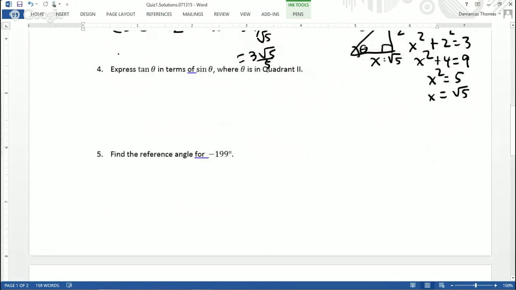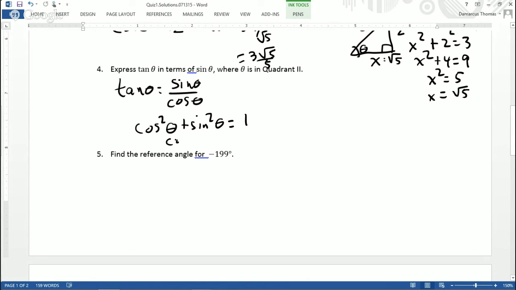Number 4, it says express tangent theta in terms of sine theta, where theta is in quadrant 2. So what we do know is that tangent theta is equal to sine theta over cosine theta. If we can change cosine theta in terms of sine, then we could write tangent in terms of sine. So what we need to utilize is the fact that cosine squared theta plus sine squared theta is equal to 1. So cosine squared theta is equal to 1 minus sine squared theta.